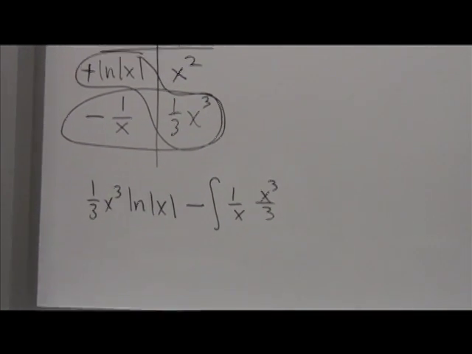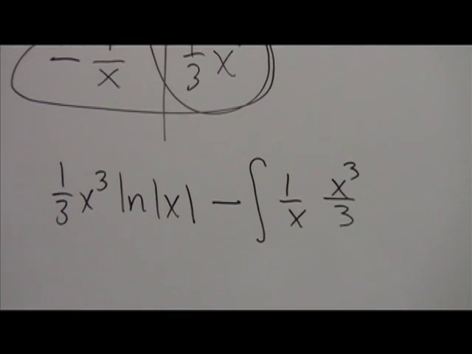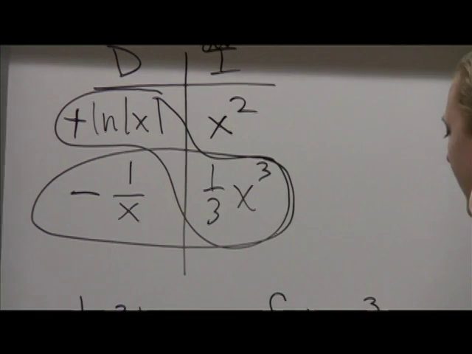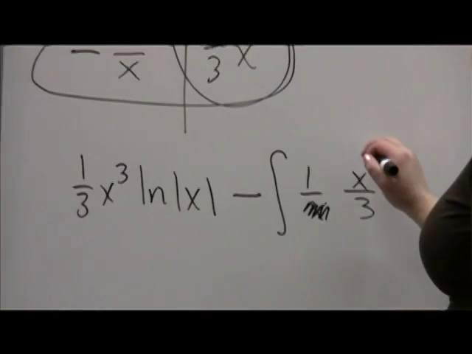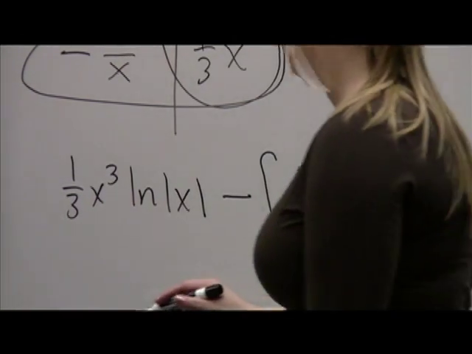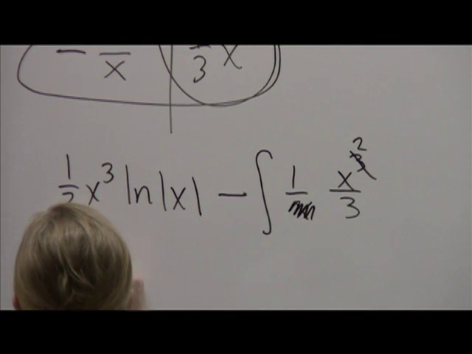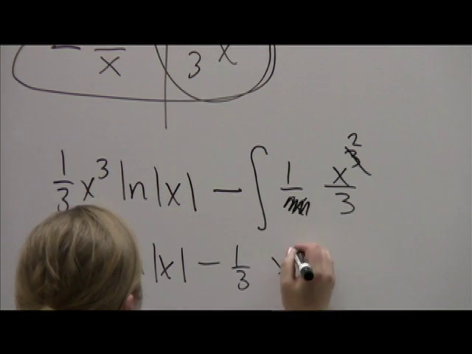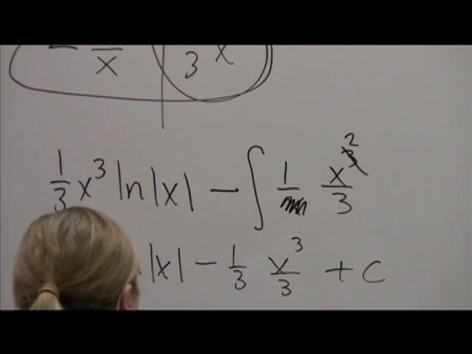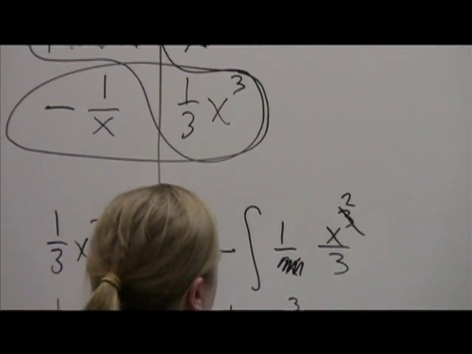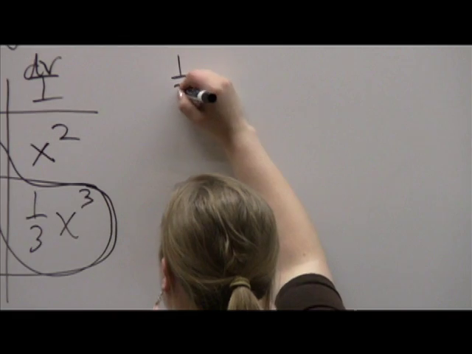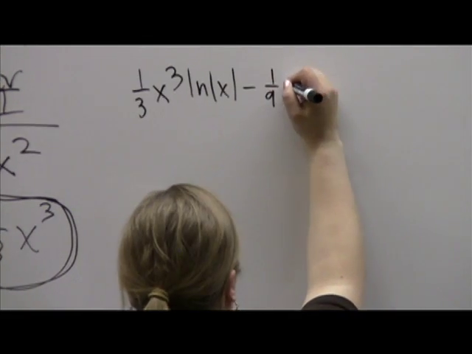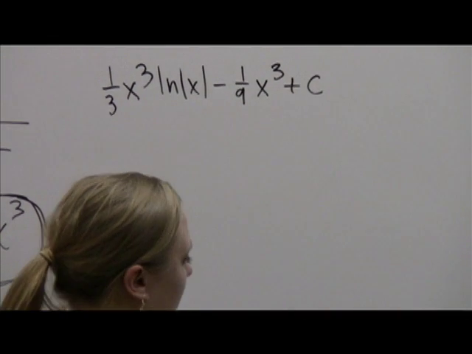Is it okay if I bring it up a little bit, guys? I'm going to simplify this part. I'm going to cancel an x with this to make it x squared. So that I have 1/3 x cubed ln x minus 1/3 x cubed over 3 plus c, which simplifies to 1/3 x cubed ln of x minus 1/9 x cubed plus c. Is that okay?